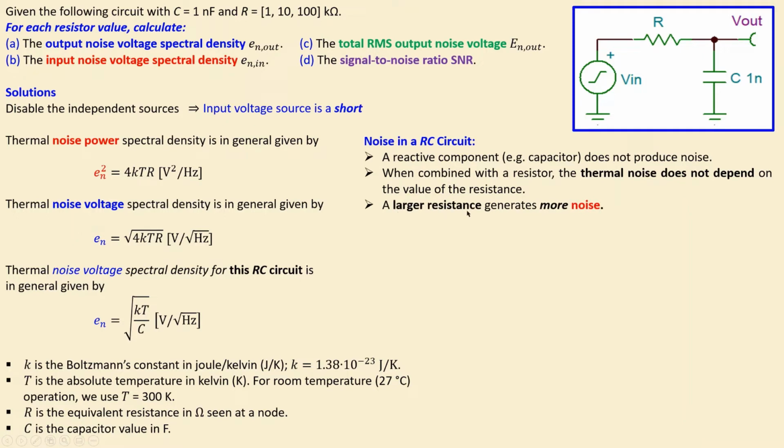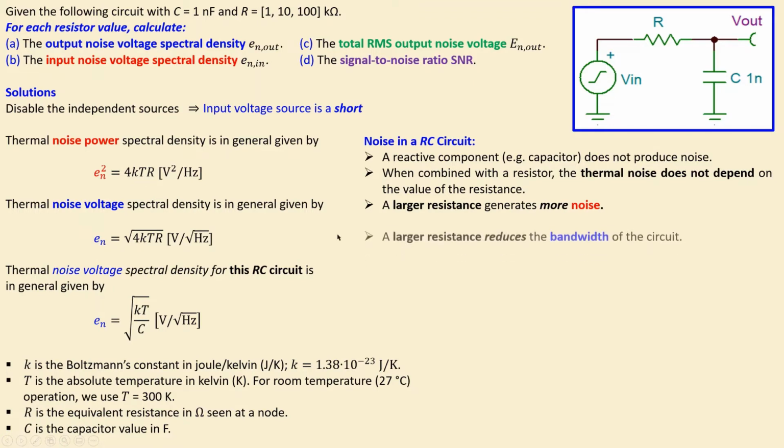A larger value for a resistor, so if you have a really large value and you increase this, will generate, of course, more noise. So let's say you have a 1 kilo ohm resistor, and if you make that 10 kilo ohm, you know from this formula that it will, of course, generate more noise. That is very straightforward from this formula.